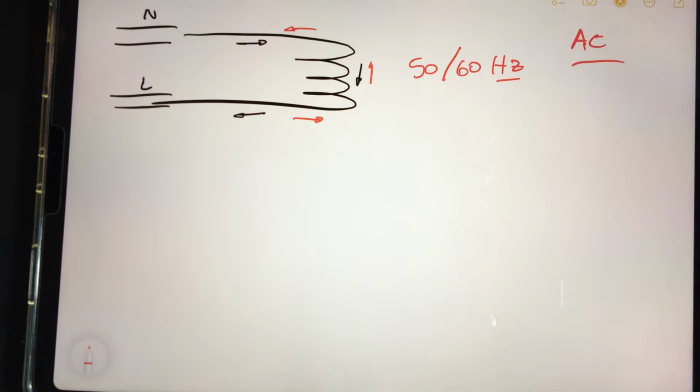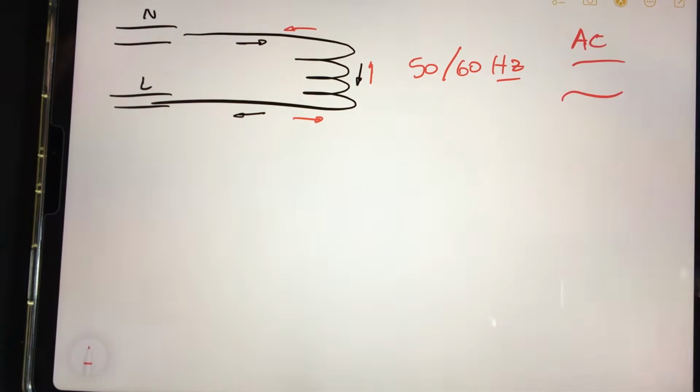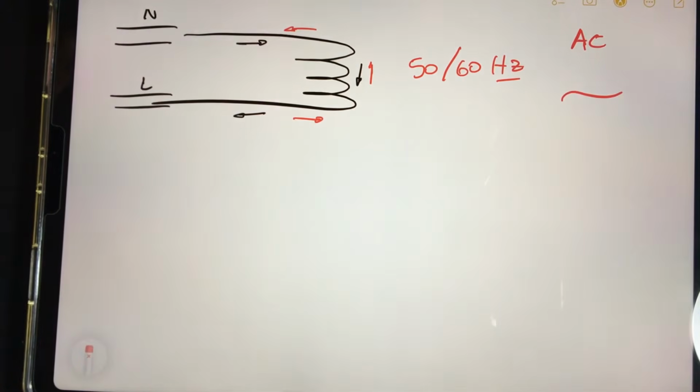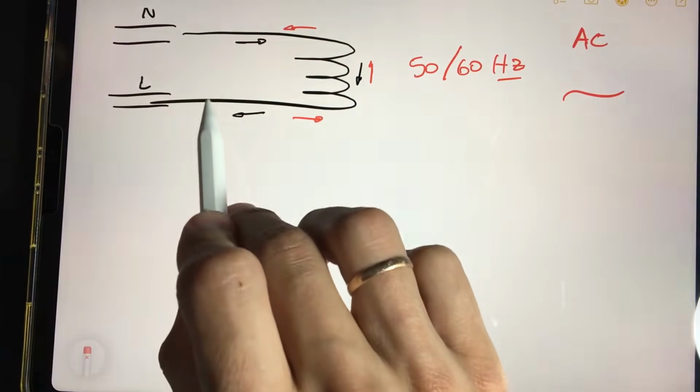A symbol that is also used to represent alternating current is this wave. Let's see if we improve a bit. It is used to symbolize alternating current. Because the electrons enter from one side and the other.